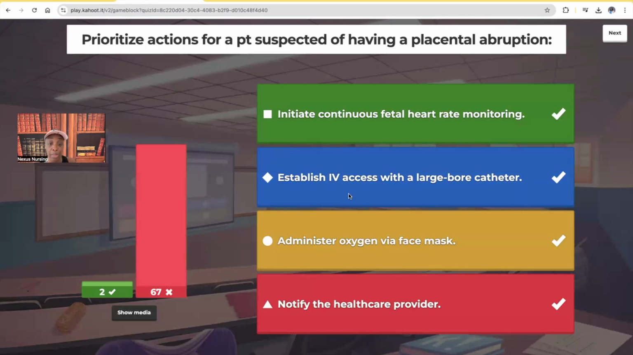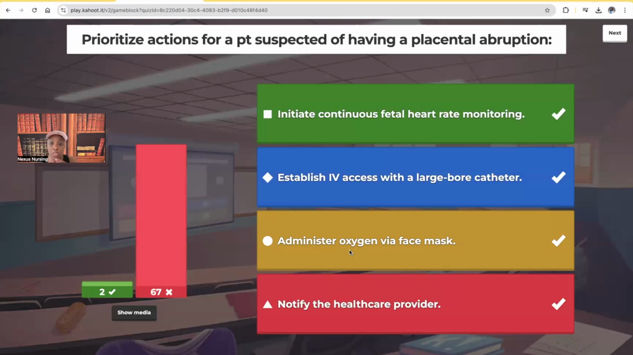Now, I think most of you guys chose administer oxygen next. Why? Because it's been drilled in your brain, ABC, ABC, ABC, which is correct. Who cares about anything else if the patient's not breathing? That's absolutely true. But guys, this is where your critical thinking comes in. What's wrong with our patient? They're at risk for bleeding out, because the placenta has detached from the uterus. Their problem is not oxygen. There's nothing in the question telling us that the patient doesn't have oxygen. The problem is that they're at risk for bleeding out.